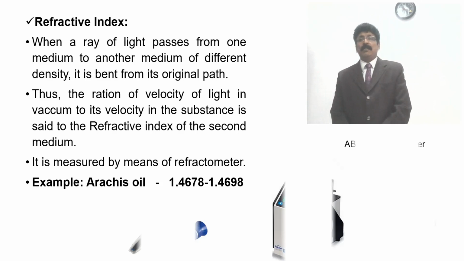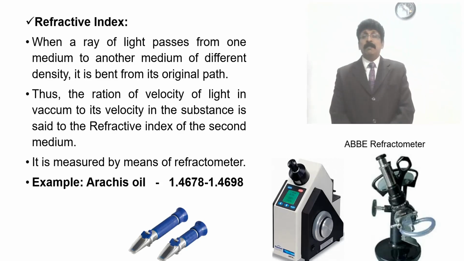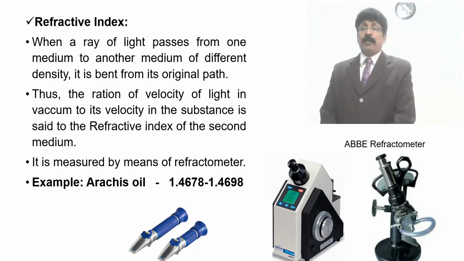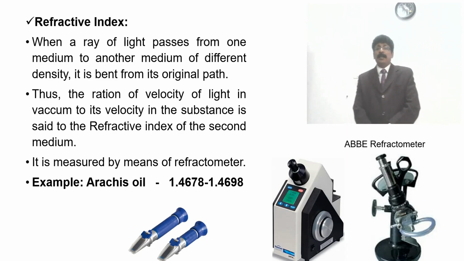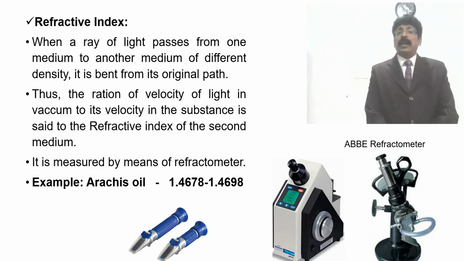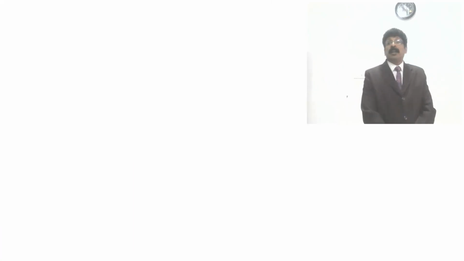1.4698. So this is the Abbe refractometer, which can be read by eye, and digital meters are also available nowadays, and small meters in which a drop can be placed are also available. This also comes under the physical parameters of evaluation of crude drugs. Ash content, ash value.